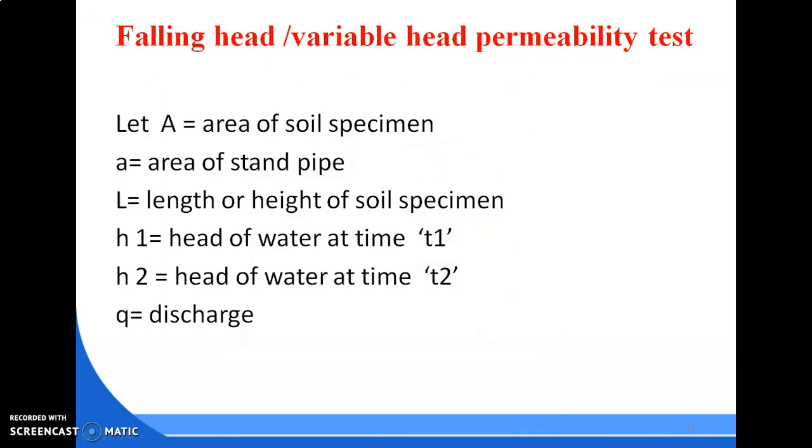So let A equal to the area of the soil specimen, small a equal to the area of the standpipe, L equal to the length or height of the soil specimen, H1 equal to the head of water at time T1, H2 equal to the head of water at time T2, then small q equal to discharge. We will discuss all about the falling head permeability test briefly again in the next lecture.